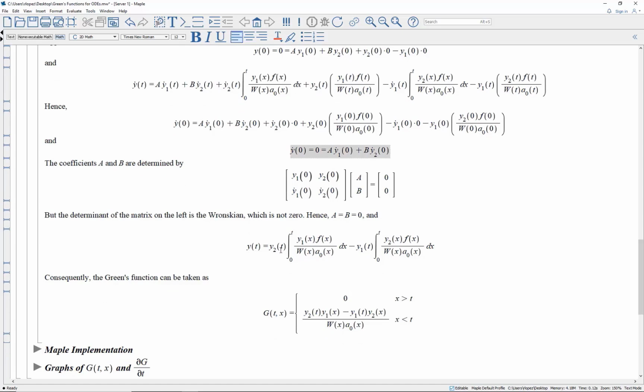y2 of t on the outside, y1 of x on the inside, y1 of t on the outside, y2 of x on the inside. You'll put the f in when you employ the Green's function integral, over Wronskian times leading coefficient. So let's implement this recipe in Maple.